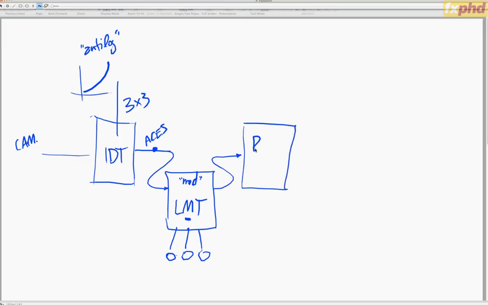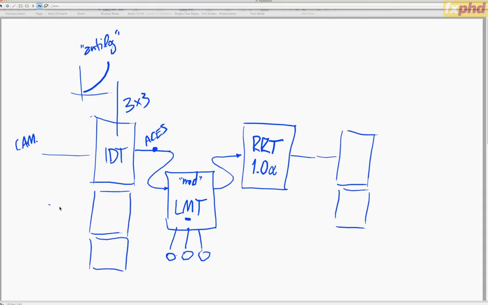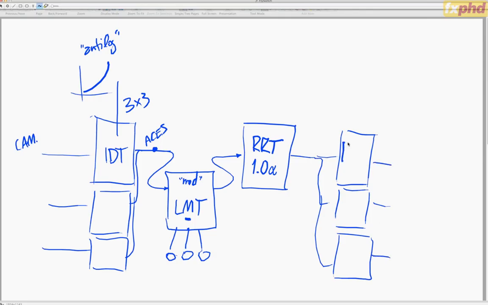Then we come into the reference rendering transform, which you heard about already. We're hoping for 1.0, but at the moment, let's call it a late alpha. Then we go into one or more ODTs, and actually there's one or more IDTs because we're allowed to have multiple cameras and they all come into the same ACES space. But then we've got potentially multiple ODTs, and one of them is the special RDT, which goes out to a P3 DCI projector. That's the block diagram that you know and love. And then the rest of them are just ODTs.